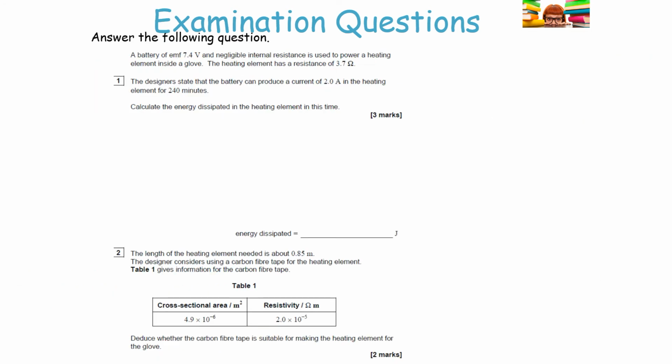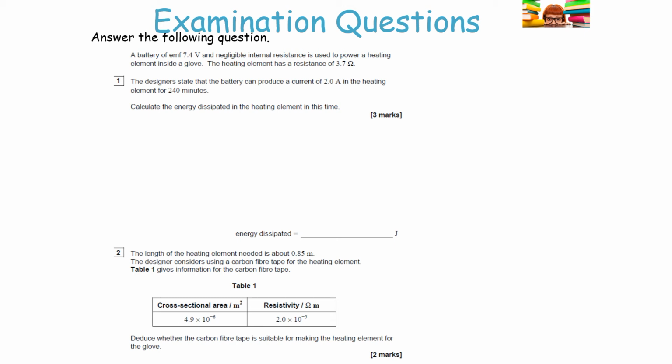Next question. A battery of EMF 7.4 volts and negligible internal resistance is used to power a heating element inside a glove. The heating element has a resistance of 3.7 ohms. The designers state that the battery can produce a current of 2.0 amps in the heating element for 240 minutes. Calculate the energy dissipated in the heating element in this time.